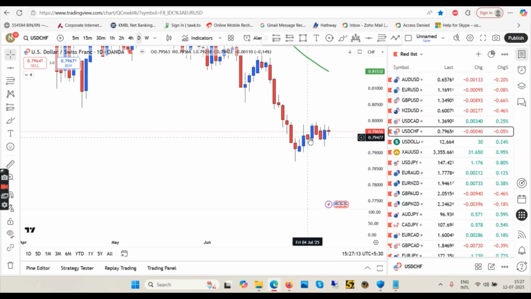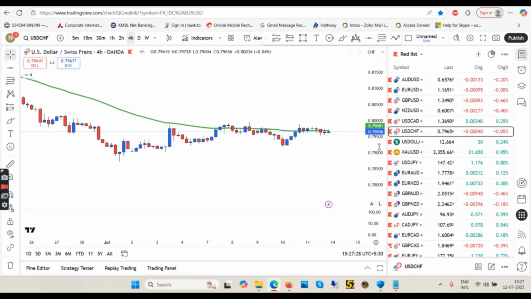This previous low is probably 79422, 79425. Okay, not broken. So this low is not broken yet, okay? But we are still in a massive downtrend. So coming back to 4 hour, we are looking for shorts only, okay?